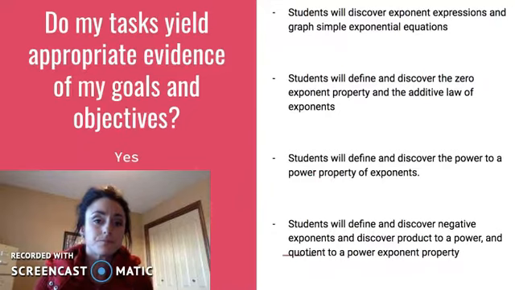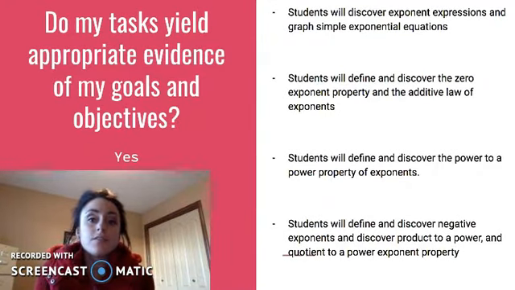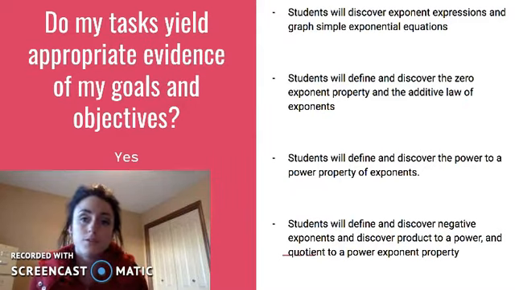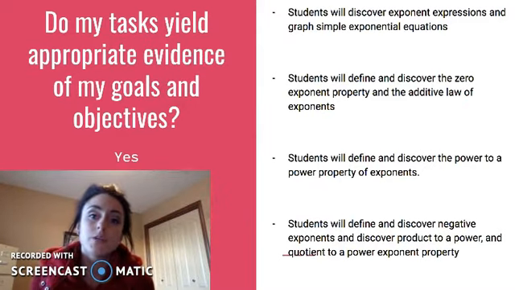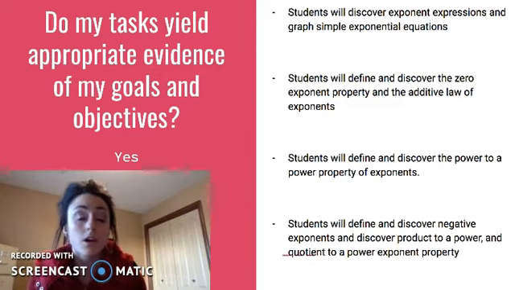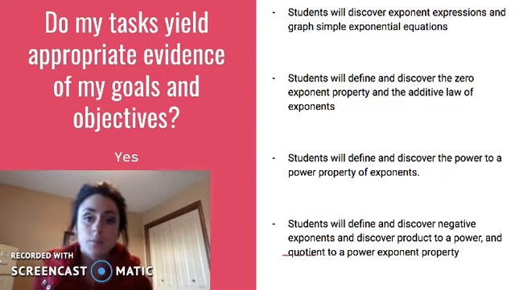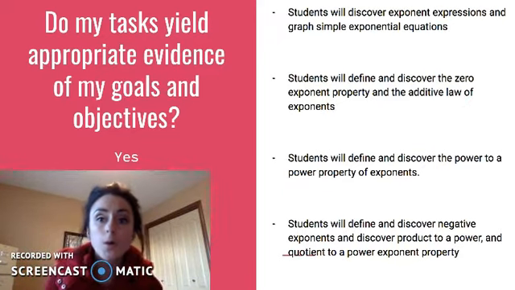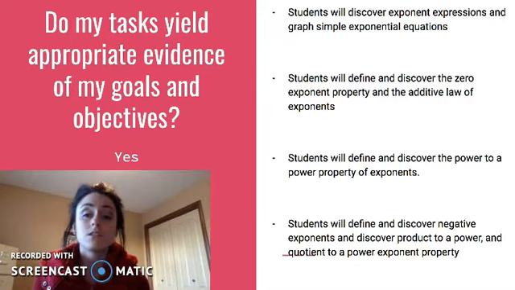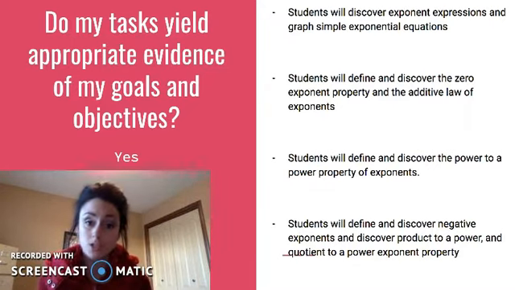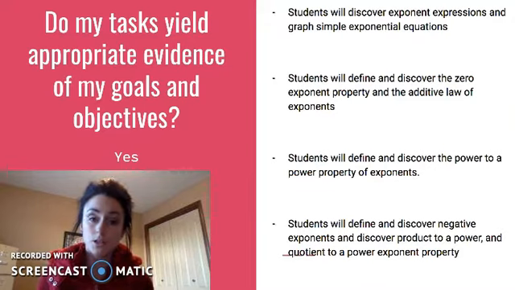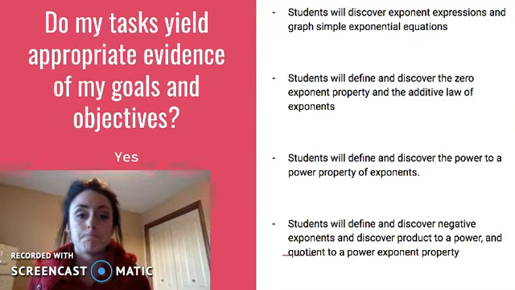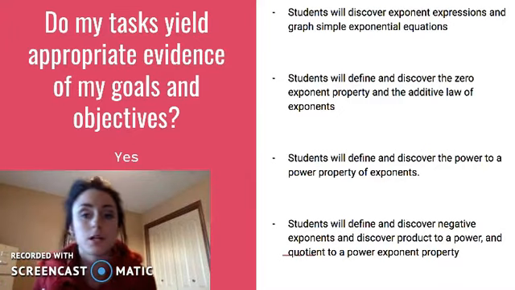So to start off, did my activities here give appropriate evidence of my goals and objectives? And I believe they did. Each day the students did a discovery activity to discover the exponent properties as well as graphing the simple exponential equations. And the demo that the students created of Alice to demonstrate how she grows exponentially or how she shrinks exponentially, I believe, gave my low students the opportunity to learn those goals and objectives.